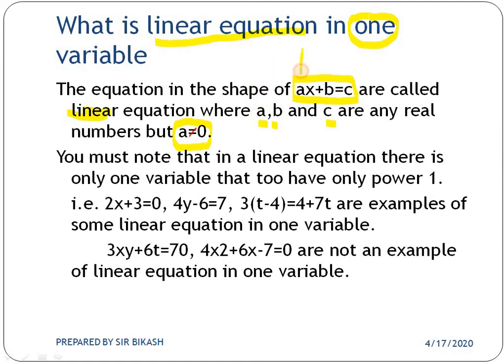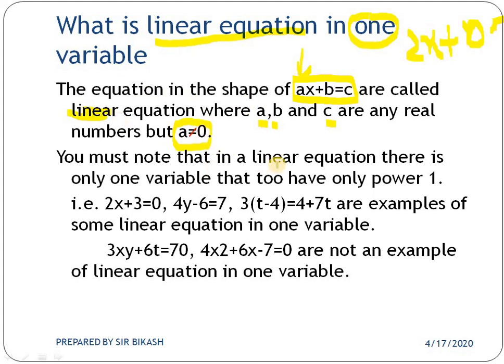Why can a not be equal to 0? If a becomes 0, then ax will become 0. So 0 plus b equals c will not have any meaning. That's why a cannot be 0, but b and c can be 0. A simple linear equation I can write, say 2x plus 0 equals 0.